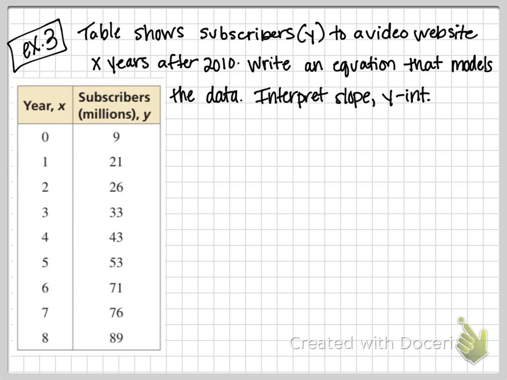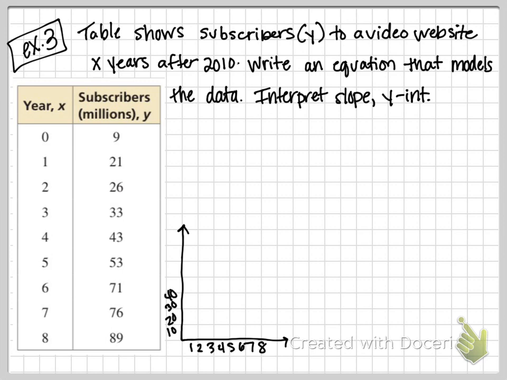Okay, so we're going to write an equation and interpret the slope and the y-intercept. First, let's quickly model the data and make sure that there is some correlation between our values. Our x value is down here, the year: 1, 2, 3, 4, 5, 6, 7, 8, and then subscribers. And we'll just do it by like 10.